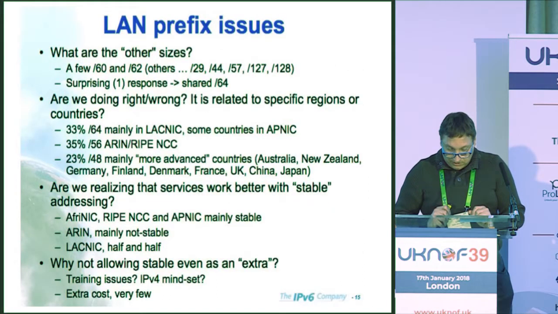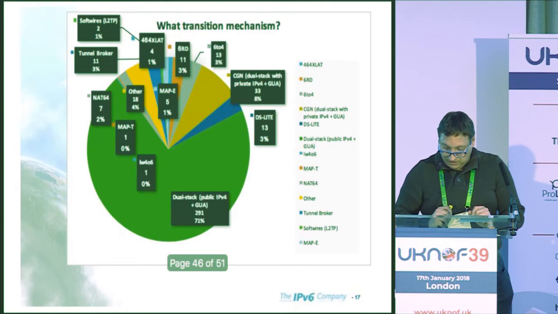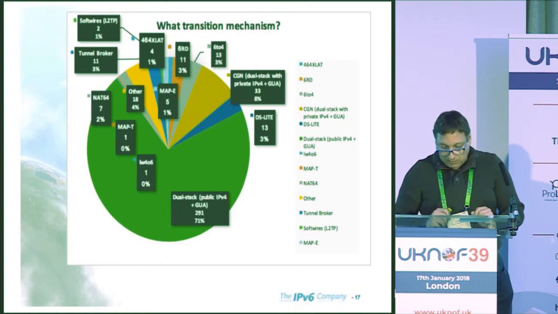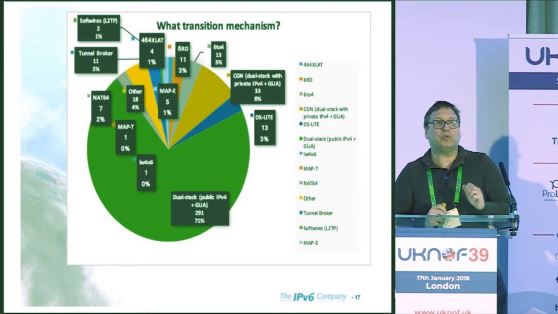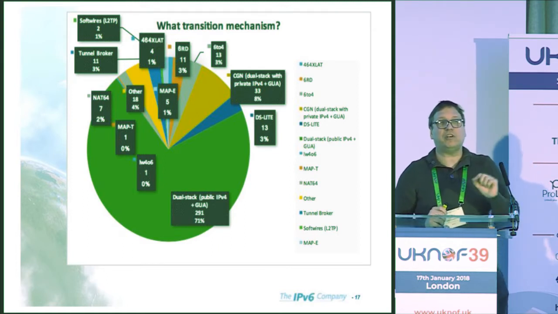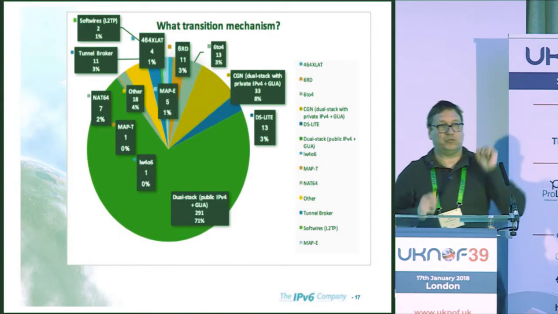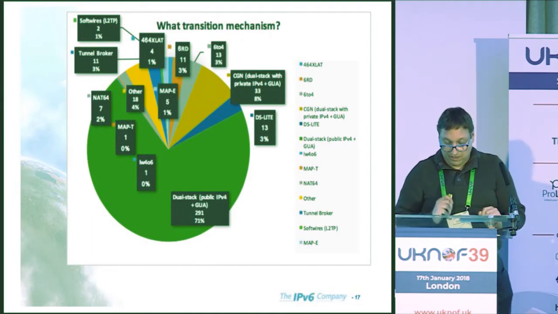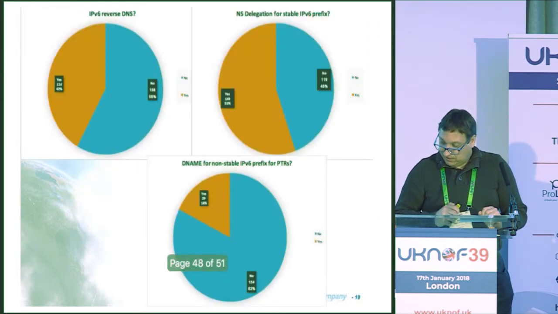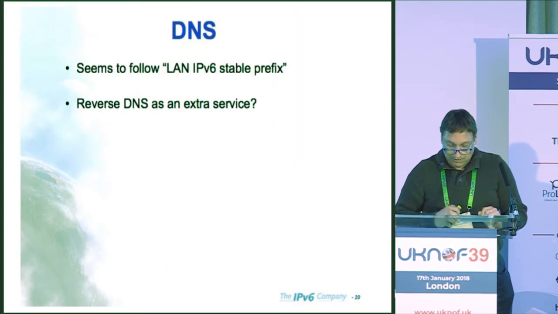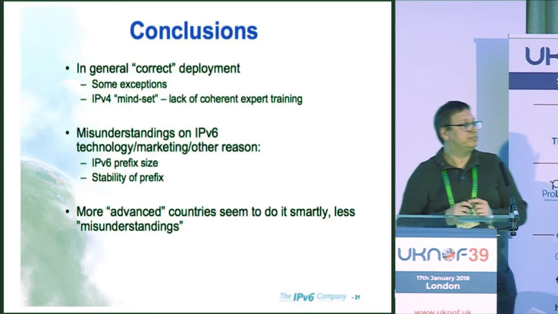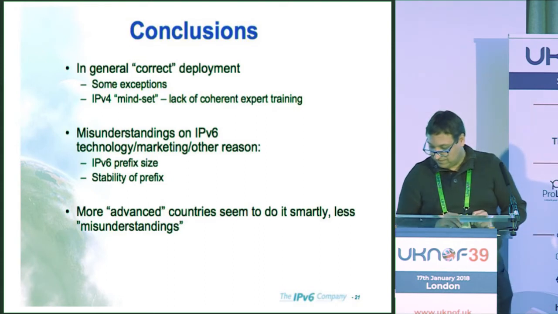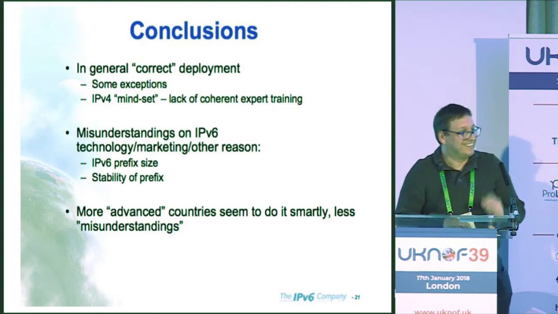And I think that's basically it. When we asked about transition mechanisms, there is a curious thing: more and more people are using IPv6-only, mainly with 464XLAT, which makes a lot of sense. And I think I am done. Thank you very much. I think I was too fast, actually.